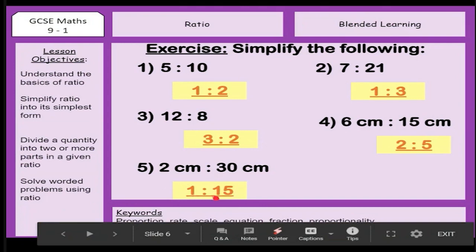Yes, this 15 looks like a big number. However, there's no other number that will go into both of these two apart from 1. So that is its simplest form.